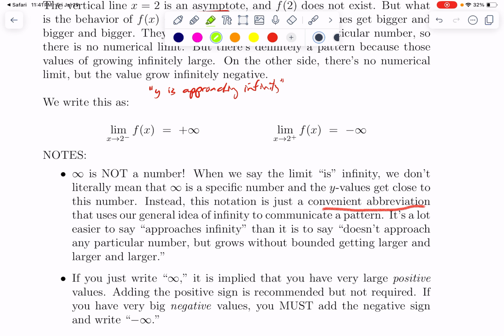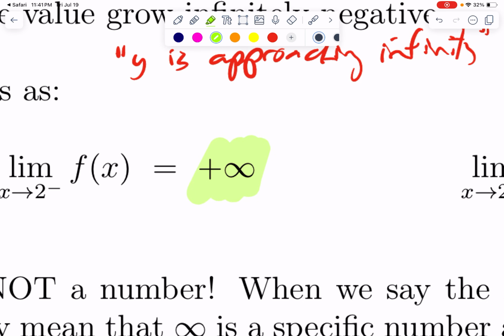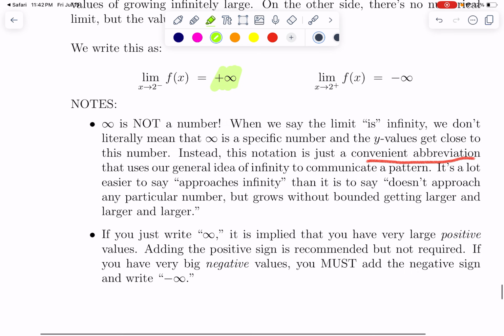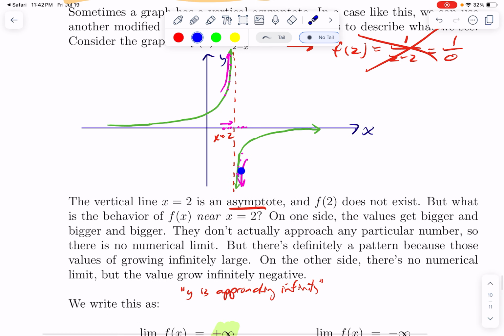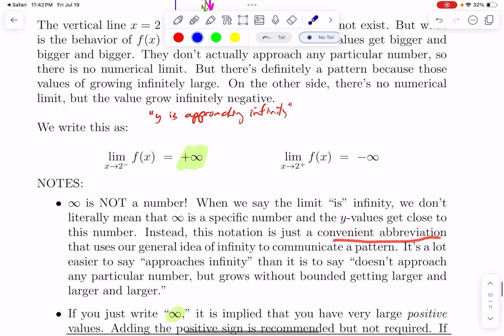You'll notice here that I wrote this as positive infinity. If you just write the infinity sign, it's implied that you're talking about positive numbers, very big positive numbers, a million, a billion, a trillion. I tend to write the positive sign. It's not a bad idea, but it's not required. But if you have behavior where you have negative y values growing more and more negative, you must include that negative sign.